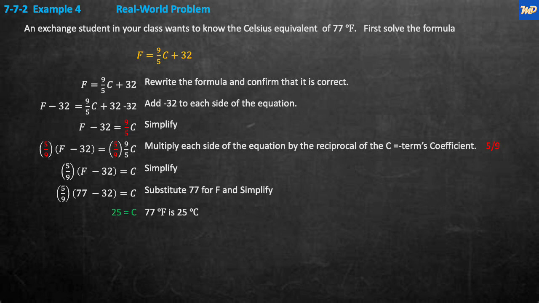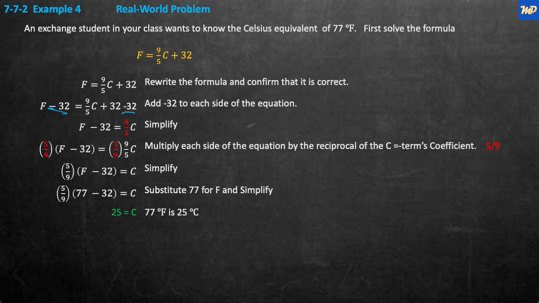So we have the formula, F is equal to 9/5 C plus 32. So we need to get rid of the 32 to get the C by itself. So we're going to subtract 32 from both sides. Here we are subtracting 32 from here and 32 from here. And you end up with F minus 32 is equal to 9/5 C.